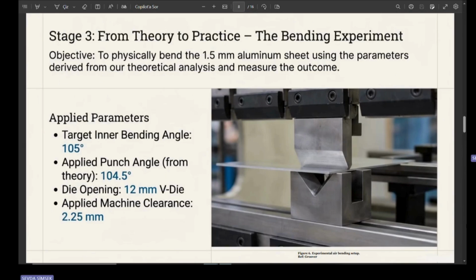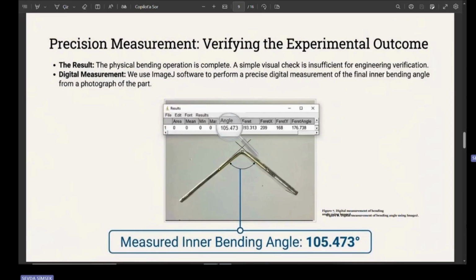All parameters determined through theoretical analysis were applied experimentally using a press brake machine. The purpose of this stage was to observe how accurately the theoretical calculations translate into practical results. After the experimental bending operation, visual inspection alone is not sufficient. Therefore, a high-resolution image of the bent part was taken, and a digital angle measurement was performed using imaging software. This method improves measurement accuracy and reduces human-related errors.